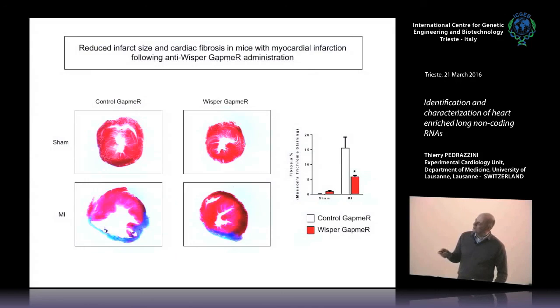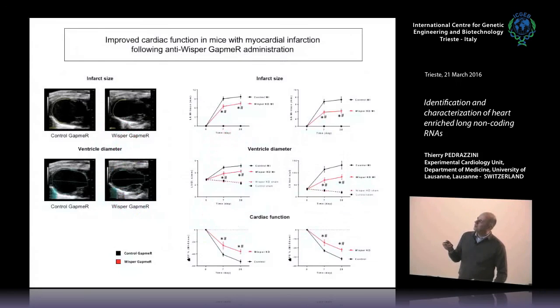Indeed, with this, we considerably reduce the size of the infarct. This is an infarcted heart, and this is the one treated with the gapmer. As you can clearly see, the size of the scar is very much decreased. The interstitial fibrosis is also decreased. And more importantly, we have improved function. So the infarct size is reduced, the remodeling is reduced, and the function is improved by targeting a single long non-coding RNA transcript that targets a single subpopulation in the heart.